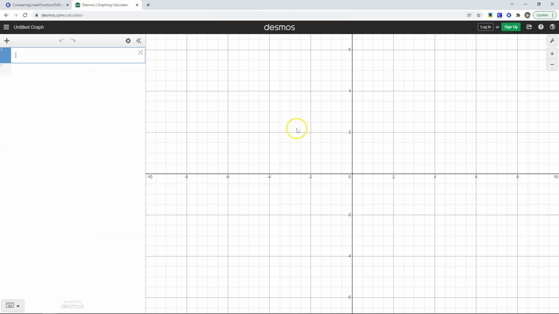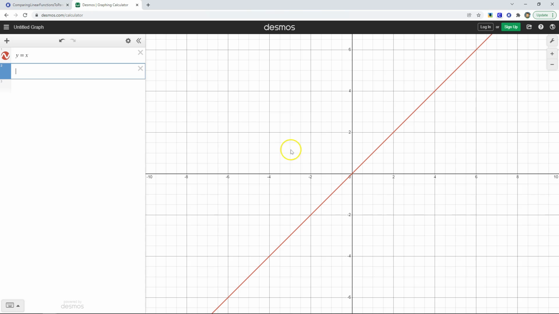So we should know that y equals x is the basic linear function. It is a straight line at a 45-degree angle with a slope of 1/1, and it crosses the y-axis at the origin. Okay, so this is going to be our parent function for every single problem that we're dealing with in this particular topic. So I'm going to leave that up as my red line, our parent function.